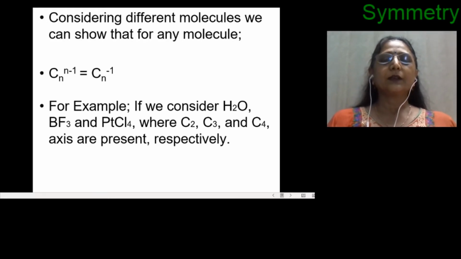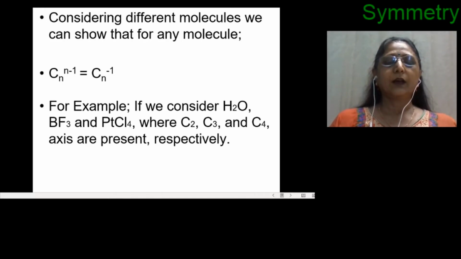Dear student, today we will learn how we can show that Cn to the n minus 1 equals Cn inverse. That means n minus 1 times of rotation around the proper axis of rotation will be equal to 1 time rotation in anti-clockwise or opposite direction around the same axis.